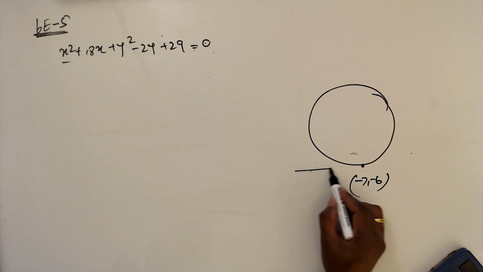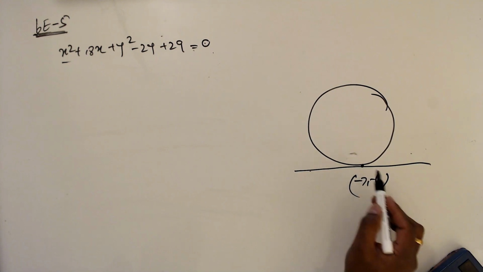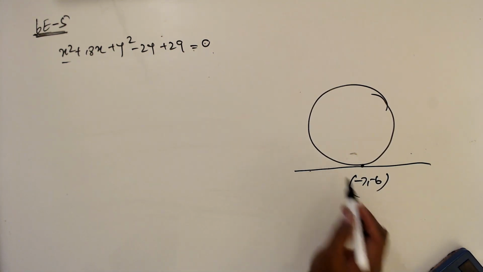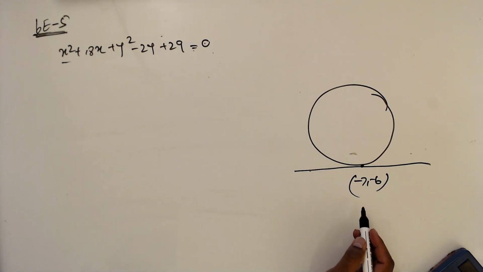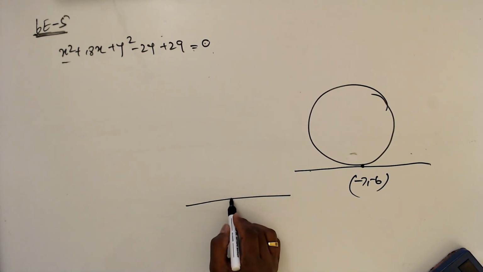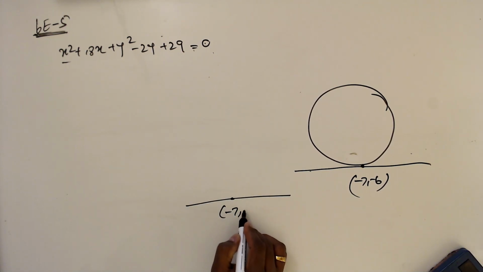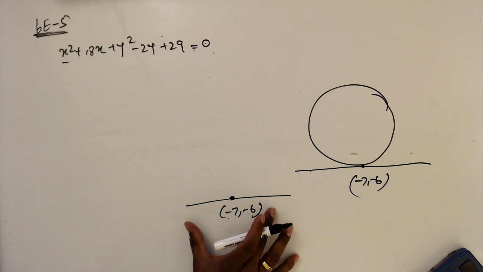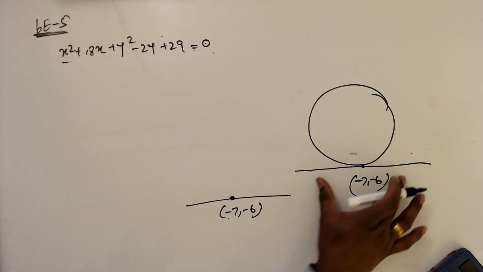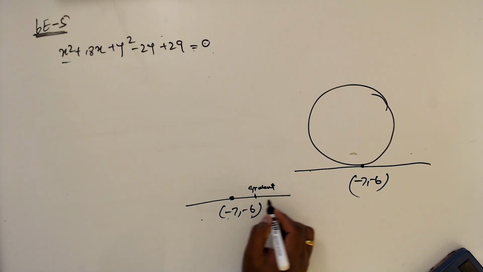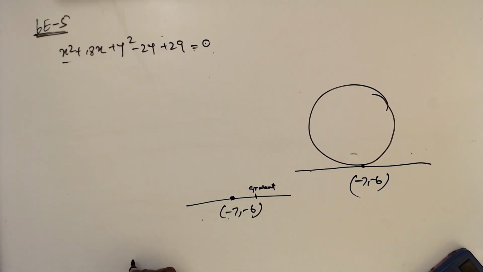Now we draw a tangent to this point. Now we need the tangent equation. I'll redraw this line, through (-7, -6). Now I have a point on this line. To write the equation of this line, I need the gradient. How am I going to find the gradient of this line?